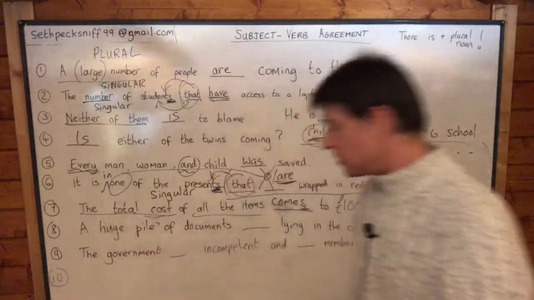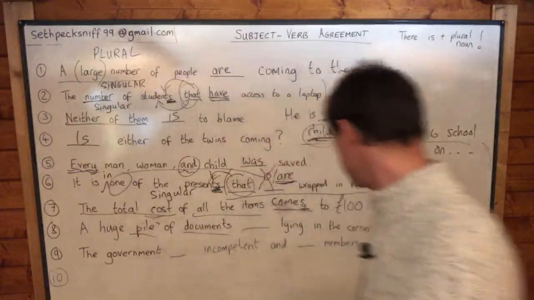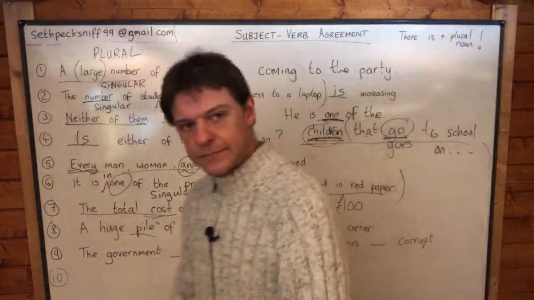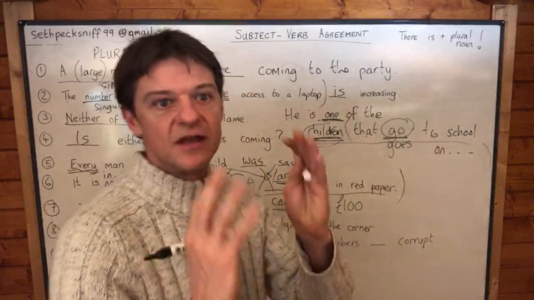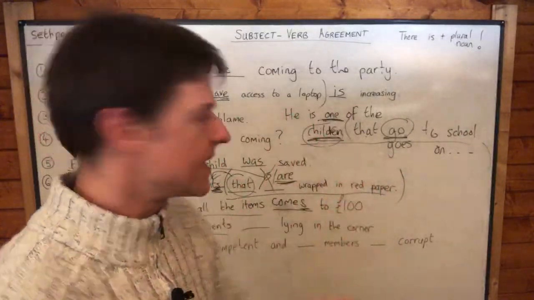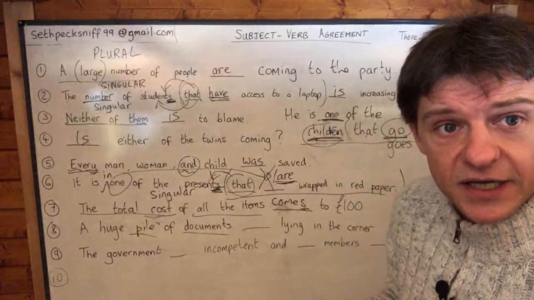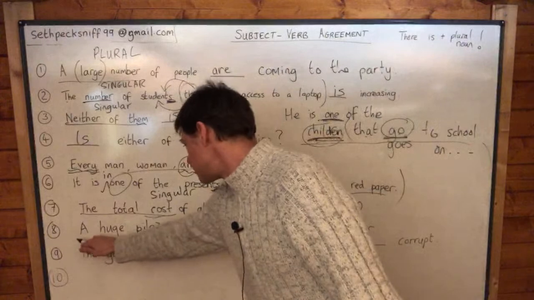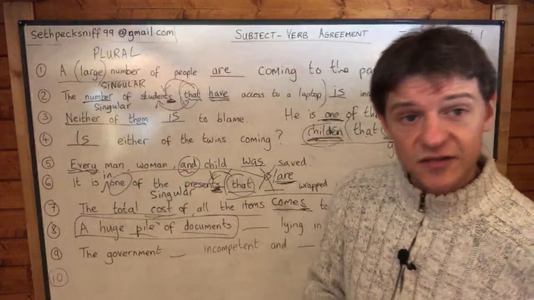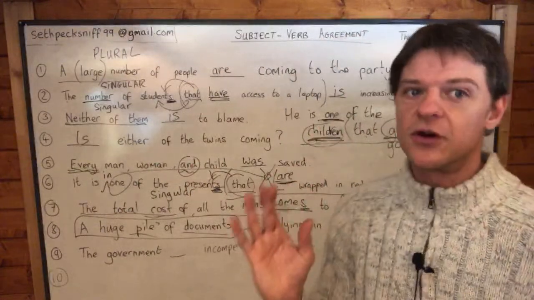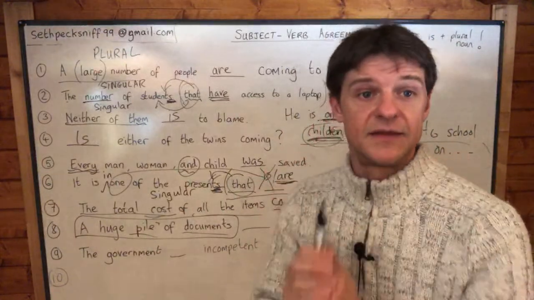A huge pile of documents. Well, this should be easy now, because is it going to be the documents or the pile that is lying in the corner? Now, of course, it is the documents, but it's a pile of documents. So pile is the main word in that phrase. Another way you can view it, and I actually really like this way, another way you can look at it is that when you say "a huge pile of documents", this is a noun phrase, okay? We've talked a lot about noun phrases. This is a noun phrase.